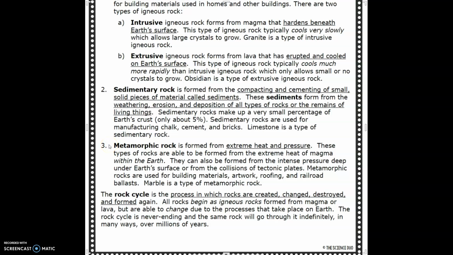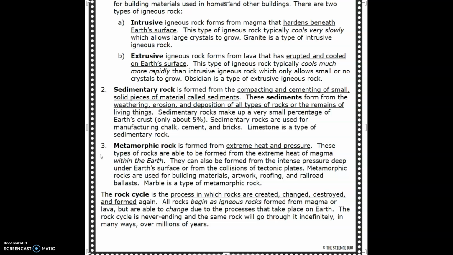Metamorphic rock is formed from extreme heat and pressure. These types of rocks are able to form from the extreme heat of magma within the Earth. They can also be formed from the intense pressure deep under the Earth's surface or from the collisions of tectonic plates. Metamorphic rocks are used for building materials, artwork, roofing, and railroad ballasts. Marble is a type of metamorphic rock.